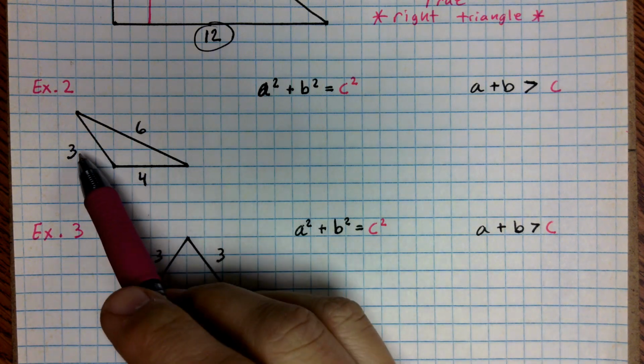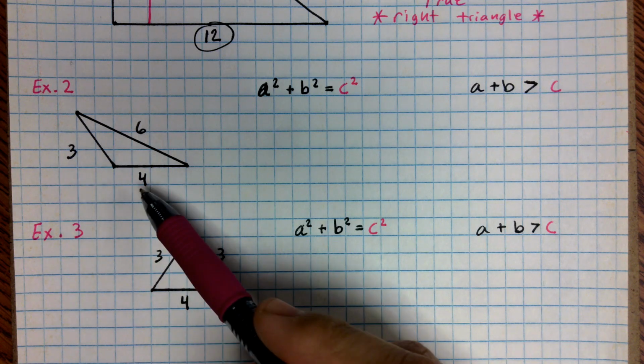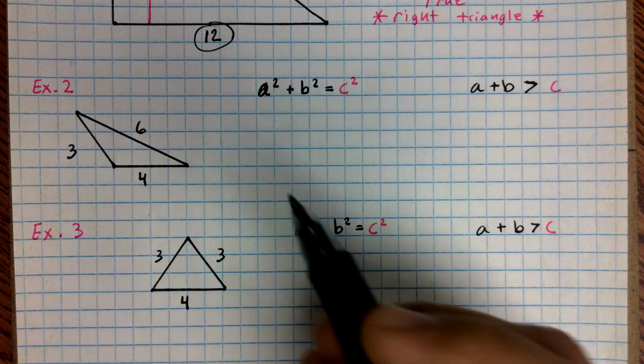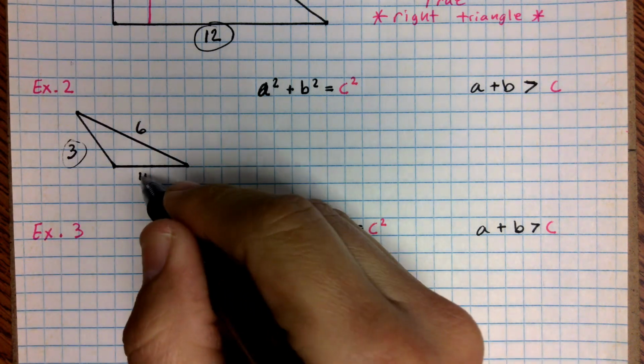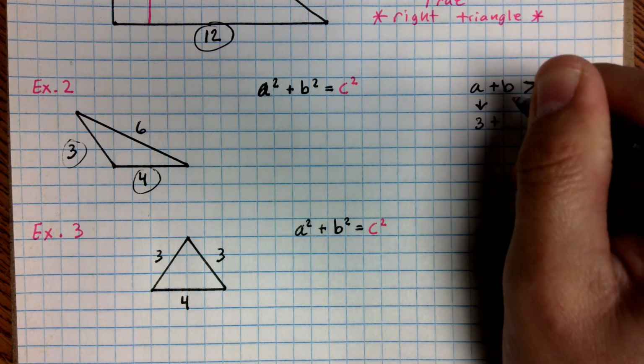So here on example 2, notice we have an image of a triangle. It may be a triangle, it may not, but they've given us three values here. And so we're going to test and see, is it a triangle first? So I'm going to take my two smaller values, 3 and 4, and I'm going to substitute those for the legs.